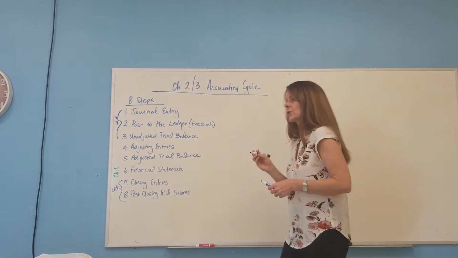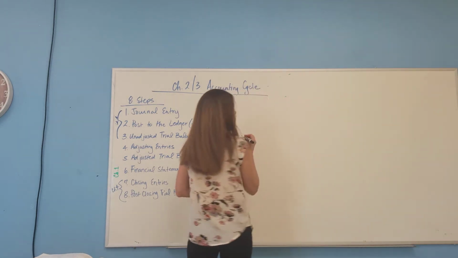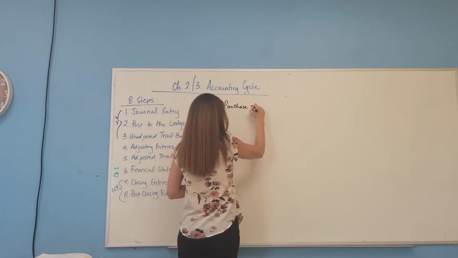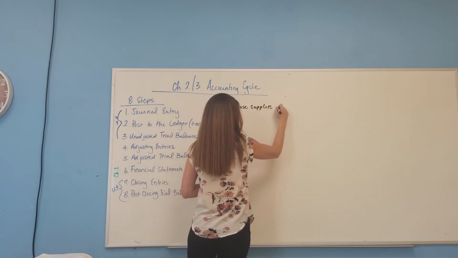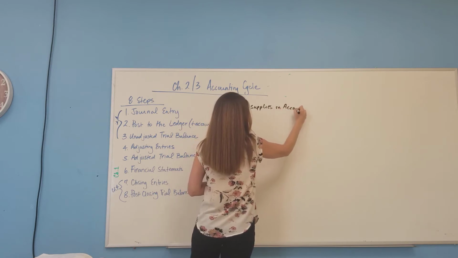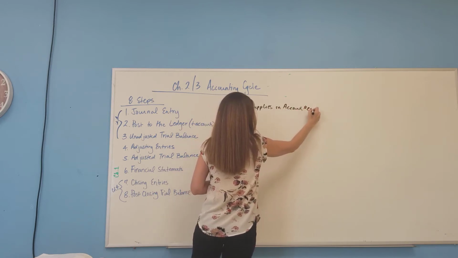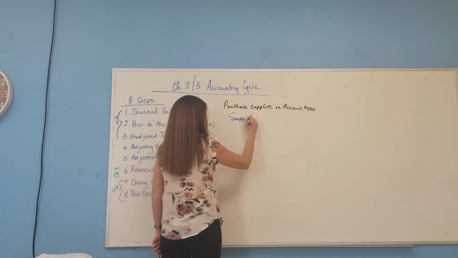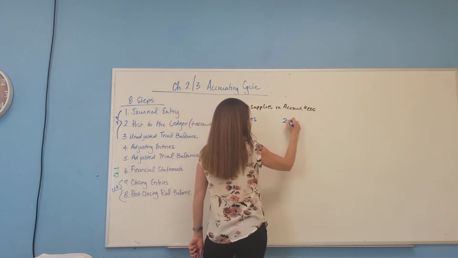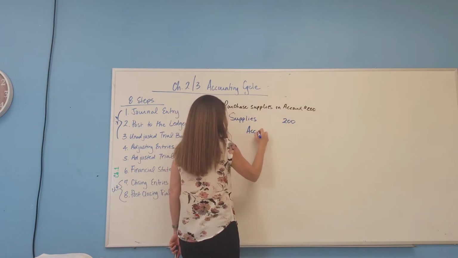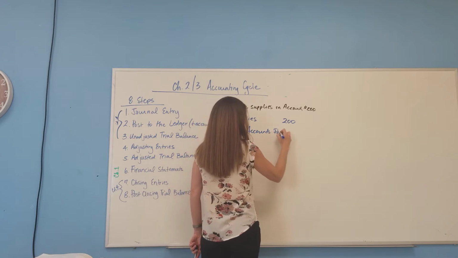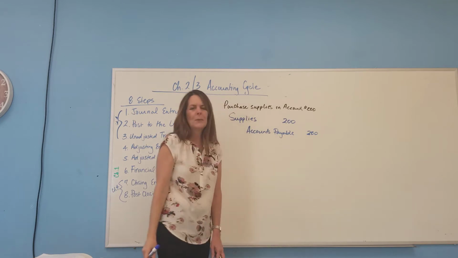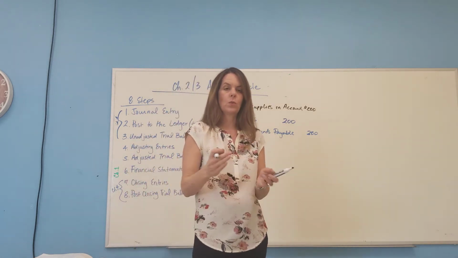So the first transaction is to purchase supplies on account. So I'm gonna write it here. For $200. So I'm gonna use my blue pen. I'm going to debit supplies for $200, that's my debit, and I'm going to credit accounts payable for $200. Okay? We don't need to worry about a date. I'm just going to do 3 journal entries and go through the process.